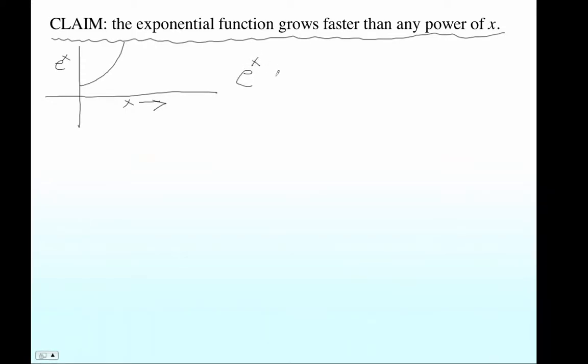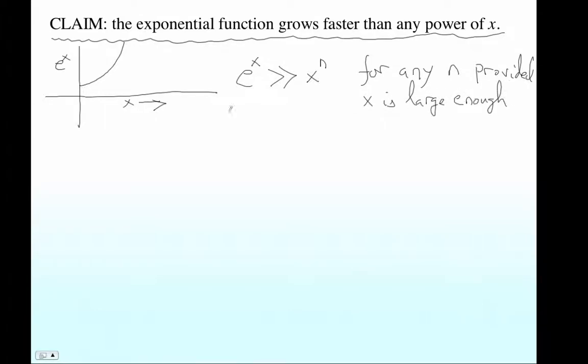Mathematically, what we mean to say is that e to the x becomes much, much bigger than x to the power n for any value of n, provided that x is large enough. Now, another way of saying this is that the limit as x tends to infinity of x to the power n divided by e to the x is 0.